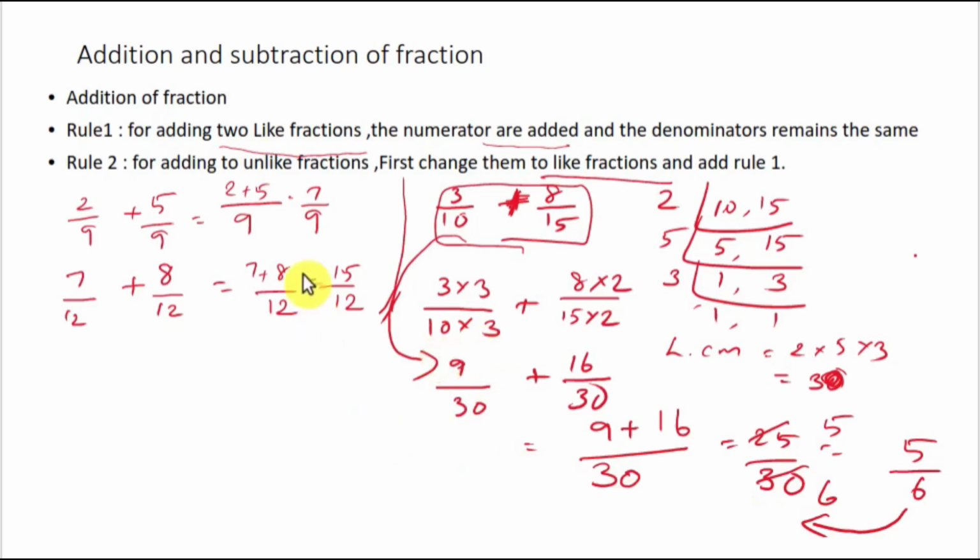These are the two rules. For adding two like fractions, the numerators are added and the denominators remain the same. For adding the unlike fraction, first I am converting into like fractions. Then I am adding with rule 1.